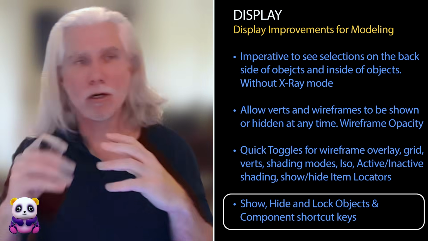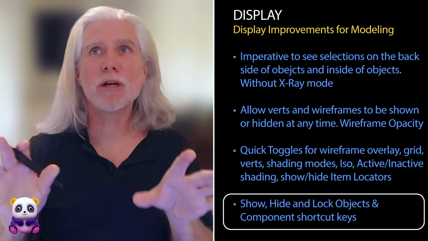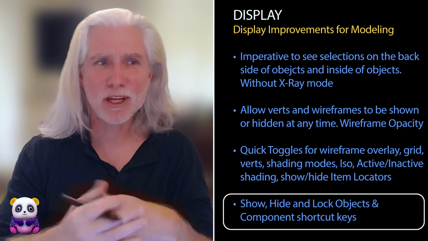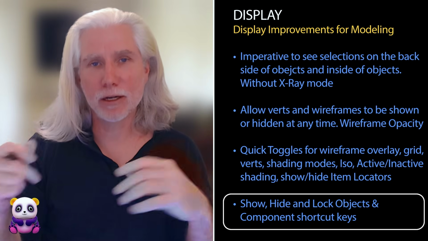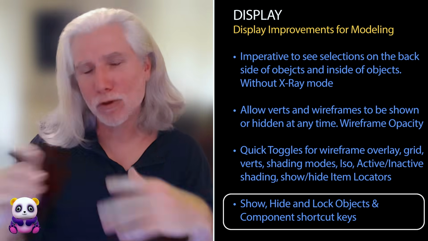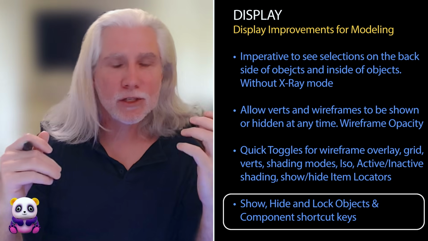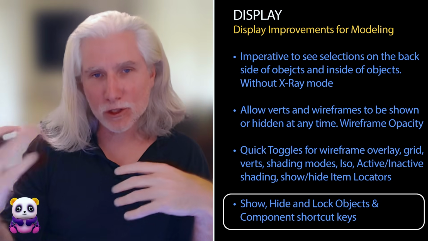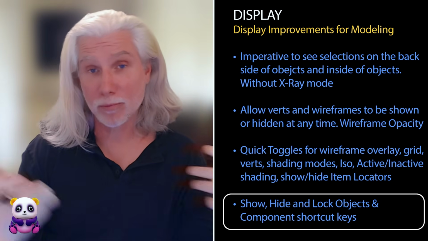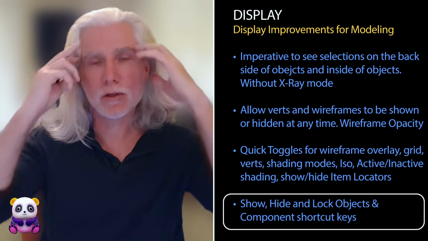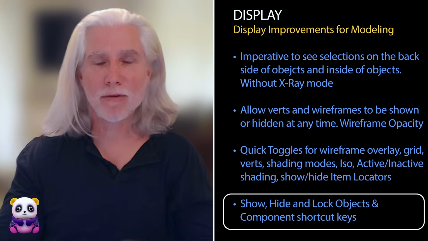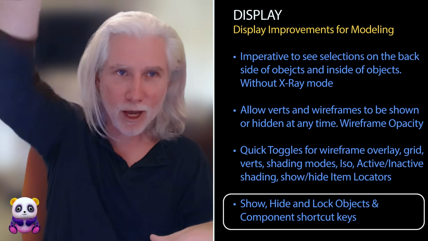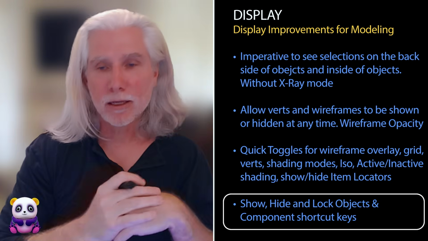Okay, the last one on our display list, and I realize this is more about visibility settings for toggling things and hiding things than it is about OpenGL display, but it's all sort of under display visibility. So you need to be able to hide and show both objects and components really quickly and easily, again, within the flow state, without having to go to a menu, without having to go to a right-click button or a top-down menu. Same with locking components.